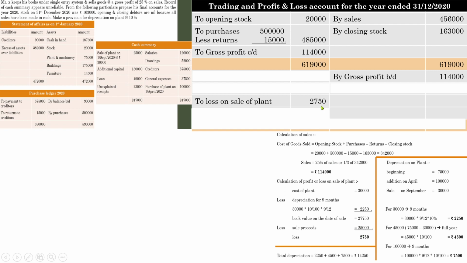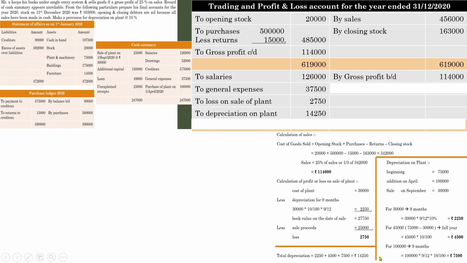And after that we computed depreciation, and next you have to go for the various items. Salaries 1,26,000. Next one, general expenses 37,500. After that, depreciation on plant 14,250, and go through all the details whether there are any more which have to be considered. Unexplained receipts 23,000. There is no information regarding what that is, because it doesn't mention the nature of the receipt. Anyway, since it is a receipt, we can show it.